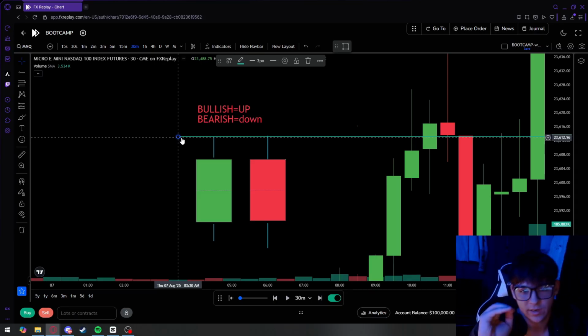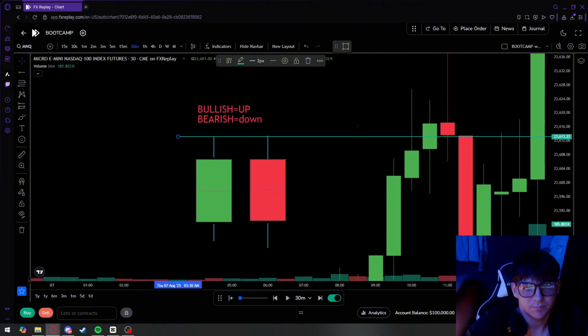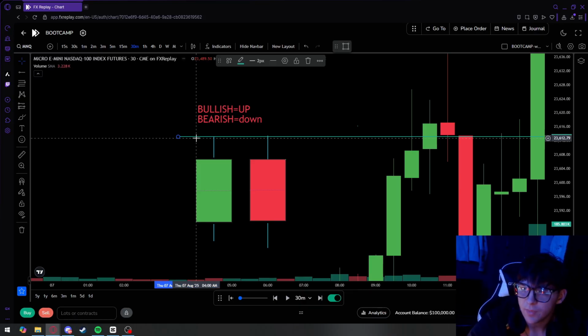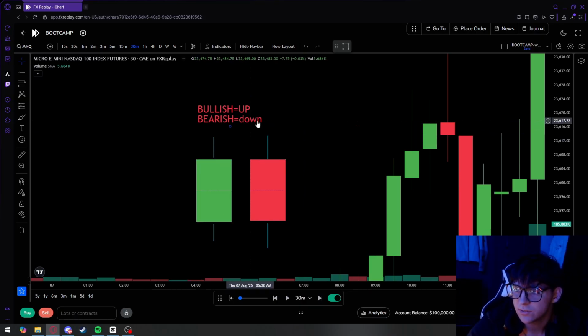More or less, the wicks are representing where price went during said period of time. The bodies are representing where the candle opened and where the candle ended. So where it started and where it ended. Bodies are the start to the end. The wicks are just any movement in between that. It's like squiggly hair. But yeah, so that's what a candle is.